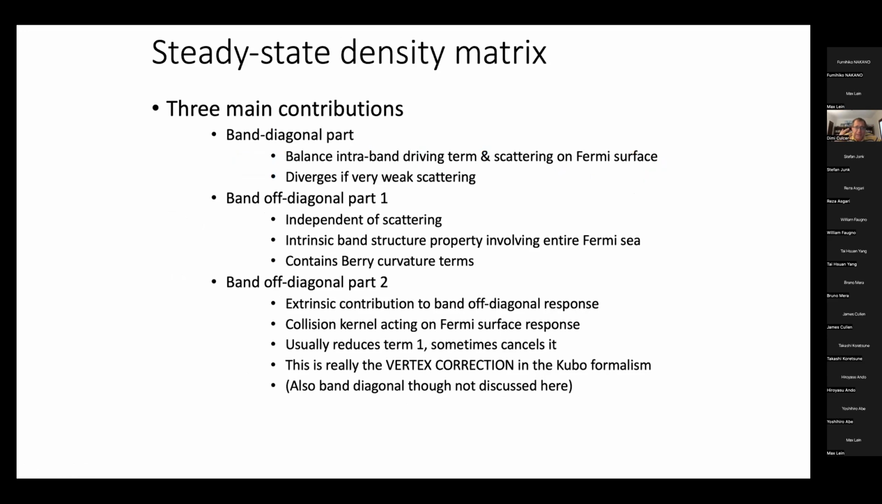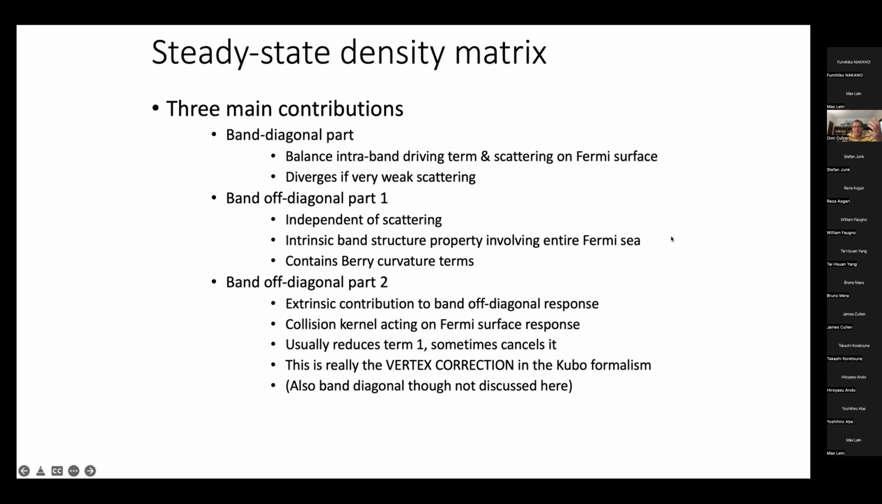And so basically, we now have three main contributions in the density matrix. There's a band diagonal part. So that one is just a straightforward picture where the electric field is accelerating electrons. It gives you a driving term, and then scattering balances that acceleration. There's a band off-diagonal part, which has nothing to do with scattering. And it gives you these properties that come from the entire Fermi sea.